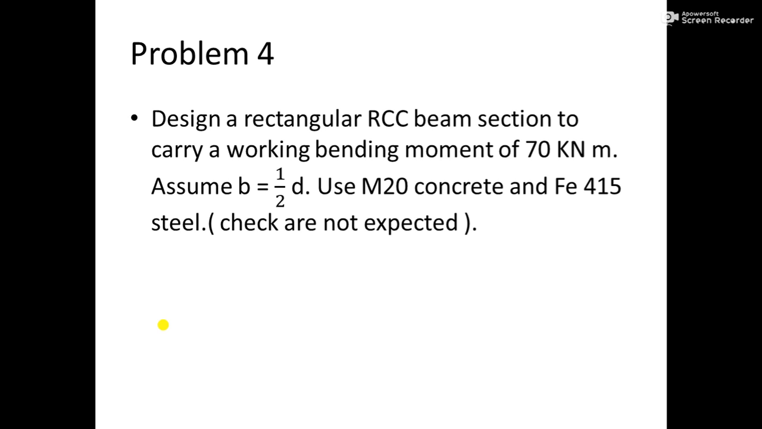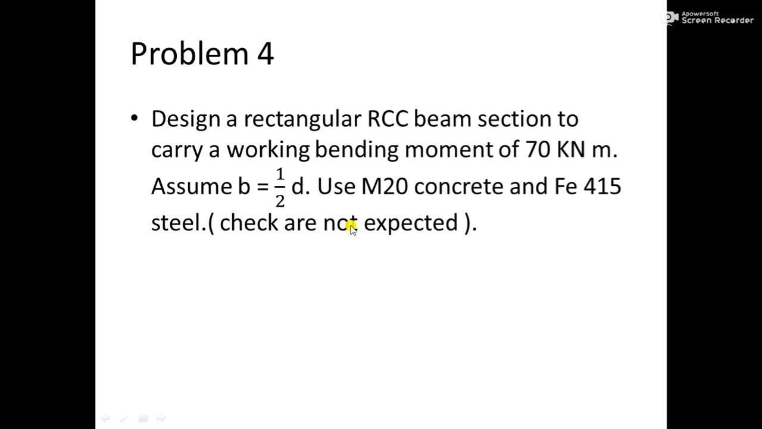The next problem: to design a rectangular RCC beam section to carry a working bending moment. See here, the working bending moment is given, not the ultimate moment or design moment. This is a working moment, so you have to apply the factor of safety here. Working moment of 70 kilonewton meter. Assume width is equal to half of d. That is, we have to design the section. We have to calculate the width and depth of the section. This is the fourth type of problem. Use M20 concrete and Fe415 steel.